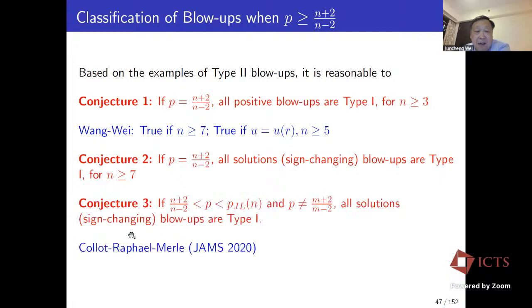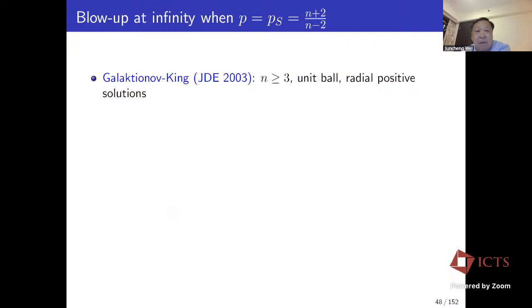And there are also many conjectures by Collot, Raphaël and Merle. They conjecture that if p is not the Yamabe exponent, then all blowups are type 1. But this is very difficult. This will be a very difficult conjecture. Okay, and there are also results on blowup at infinity.